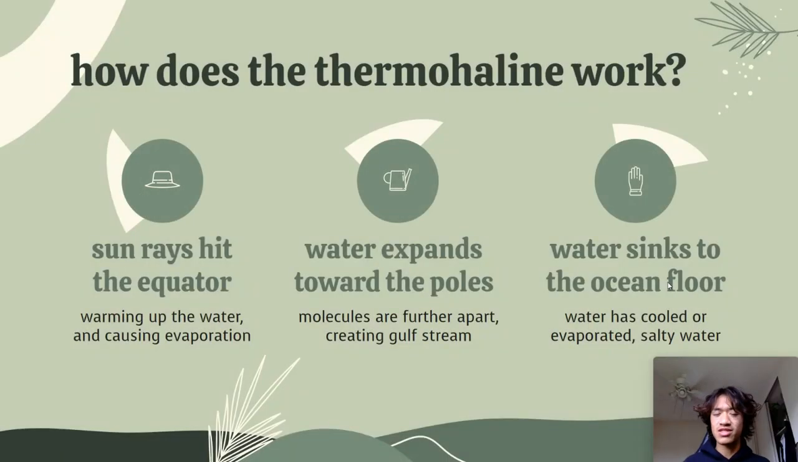So, how does it work exactly? At the equator, the sun's rays directly hit the water, which warms up the water and causes evaporation and movement, right? Because the molecules are getting further apart, the water starts to expand towards the north and the south poles, which creates our Gulf Stream, which runs along the Atlantic Ocean.